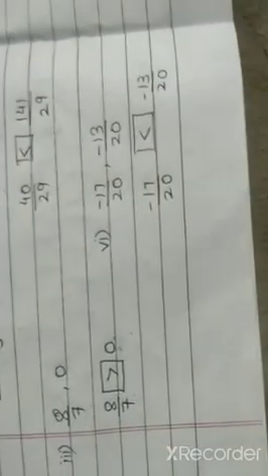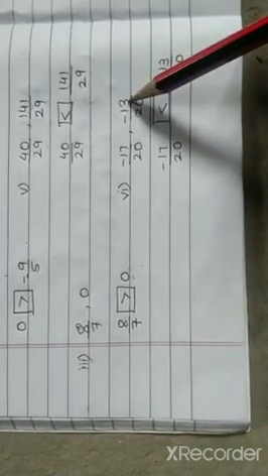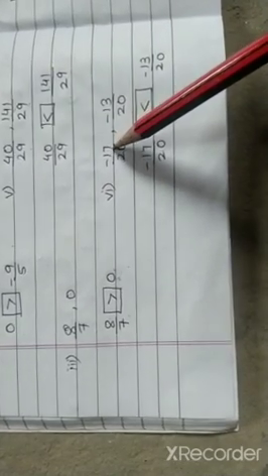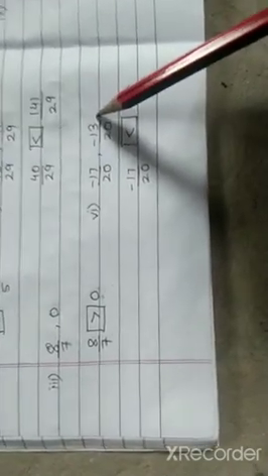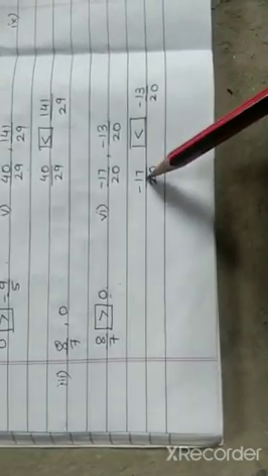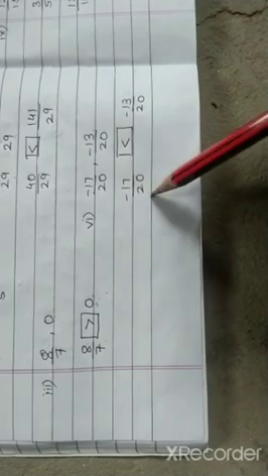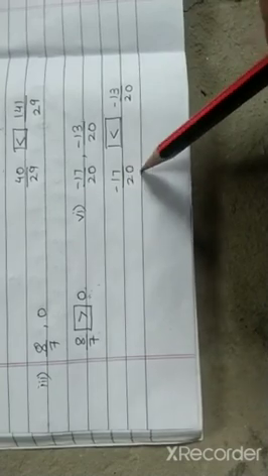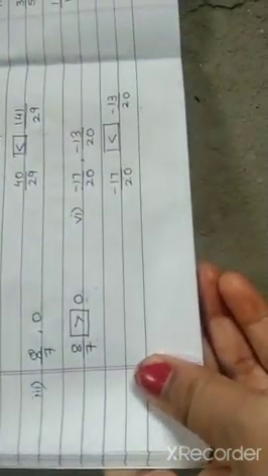Moving to question number 6. The question is -17 upon 20 and -13 upon 20. Again the base is the same, so we can do this directly. -17 and -13. The smaller the number, the smaller the value. So -13 will be greater as compared to -17, because -13 is near 0 and -17 is far from 0. So in comparison between -17 upon 20 and -13 upon 20, -13 upon 20 is the number having the highest value as compared to -17 upon 20.